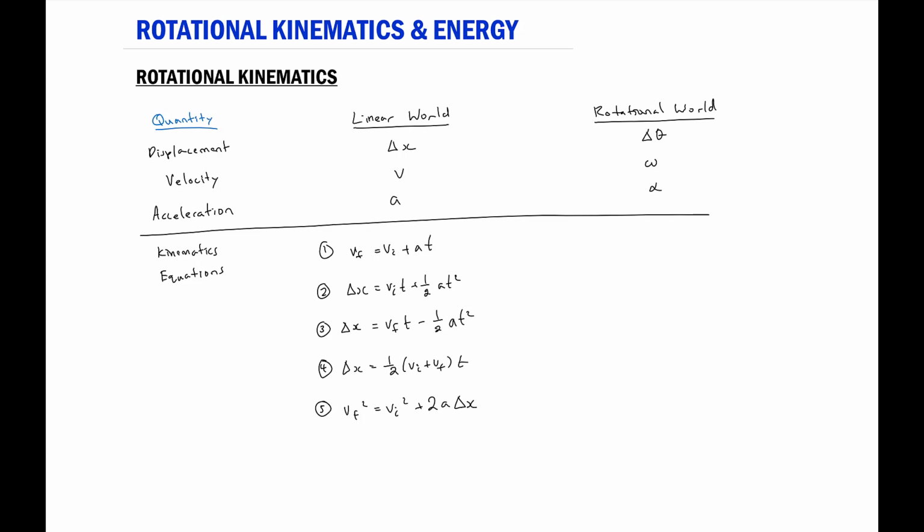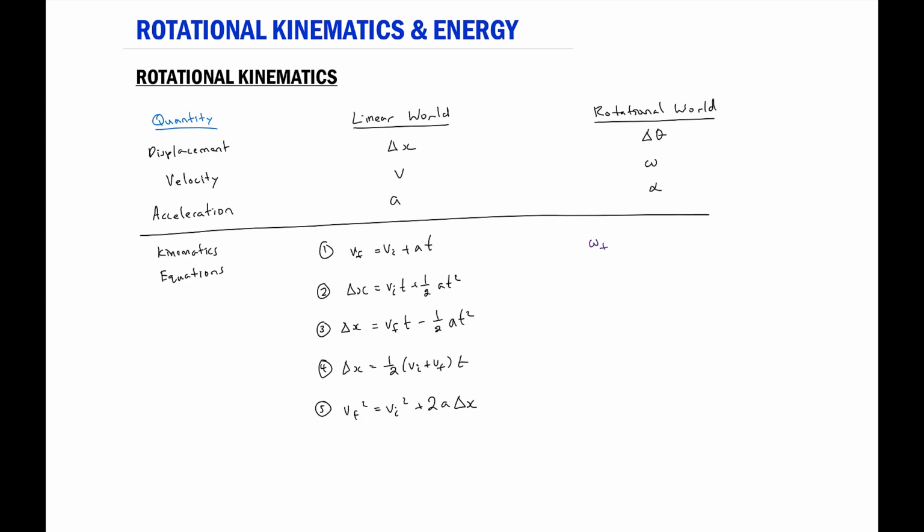So now we want to see if there are rotational versions of these, and there are. So these ones are going to be pretty much the same. We're just swapping the letters for our new definitions in the rotational world. We have omega f.